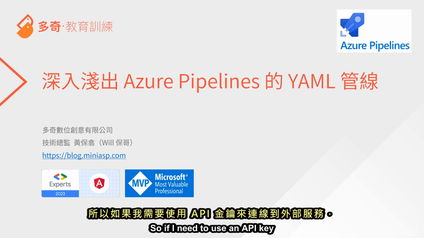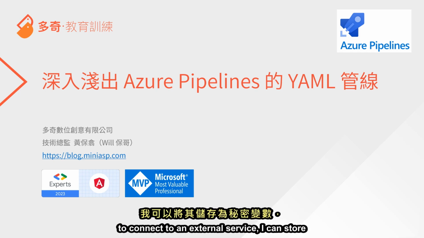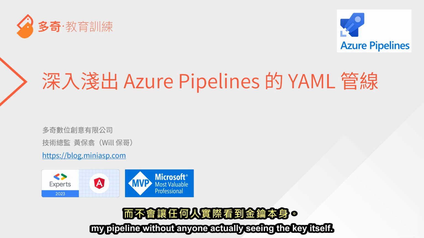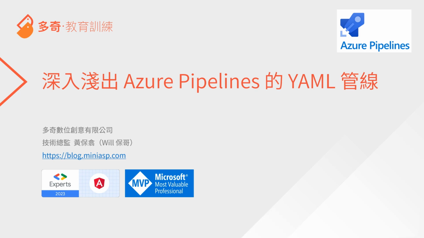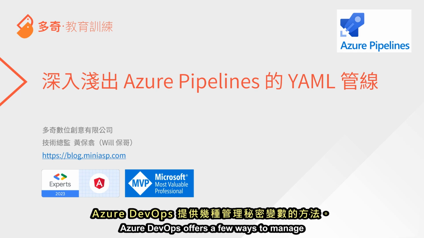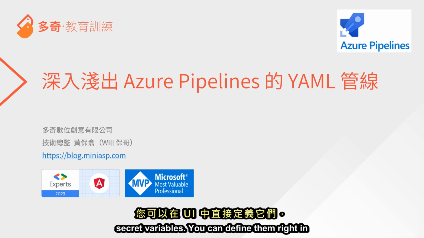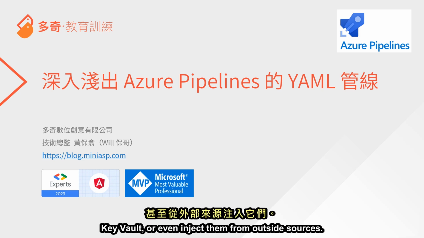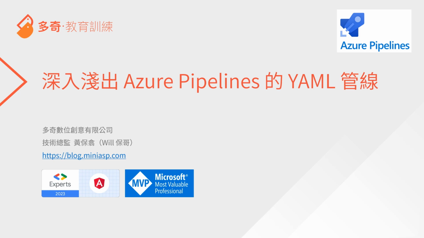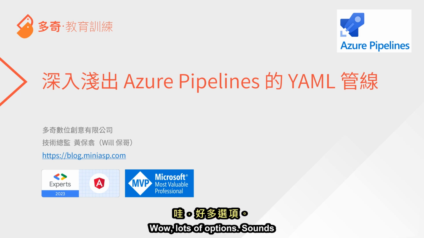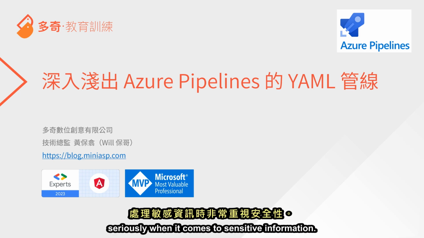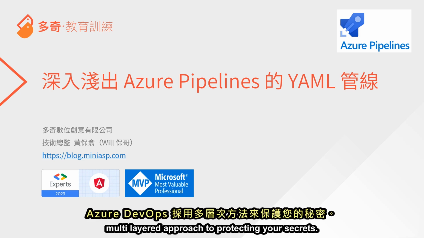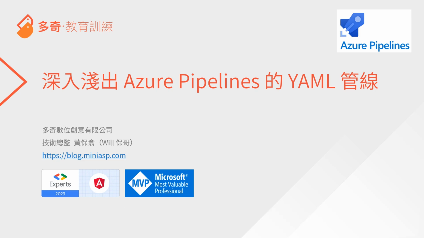So if I need to use an API key to connect to an external service, I can store it as a secret variable and reference it in my pipeline without anyone actually seeing the key itself. Exactly. Azure DevOps offers a few ways to manage secret variables. You can define them right in the UI, use variable groups linked to Azure Key Vault, or even inject them from outside sources. Wow, lots of options. Sounds like Azure DevOps takes security seriously when it comes to sensitive information. Security is paramount. Azure DevOps has a multi-layered approach to protecting your secrets.